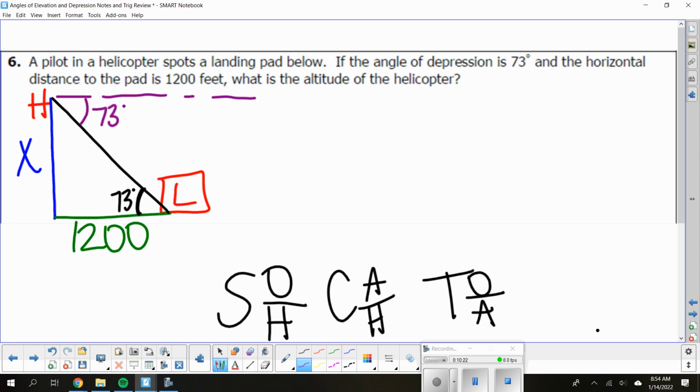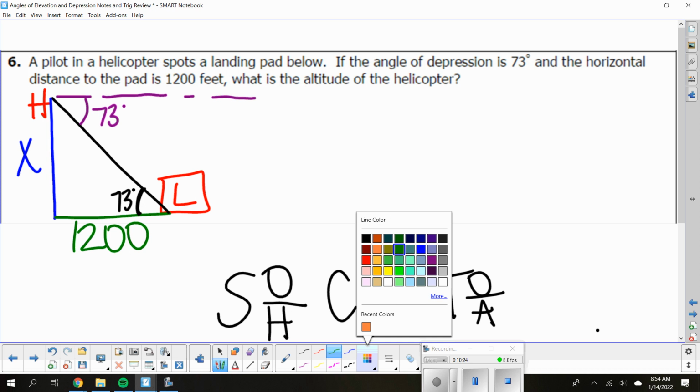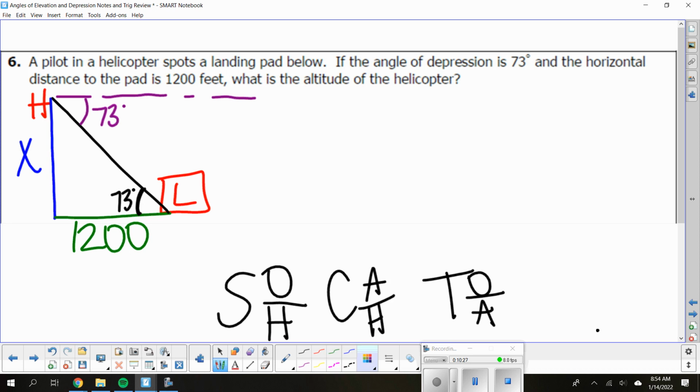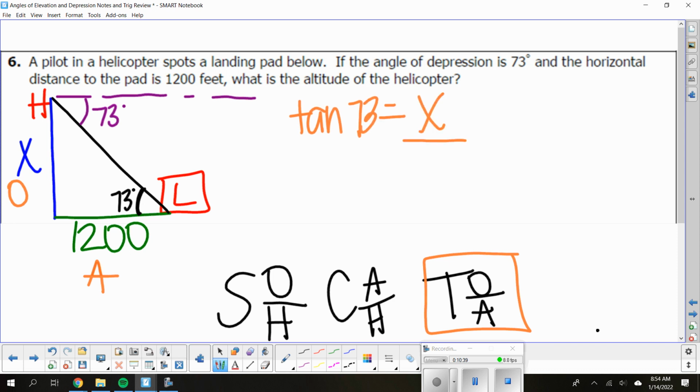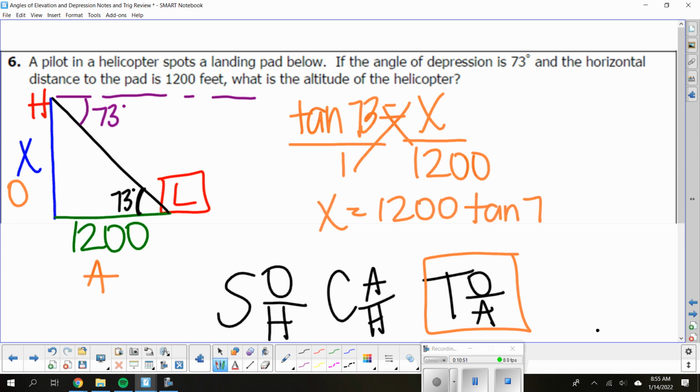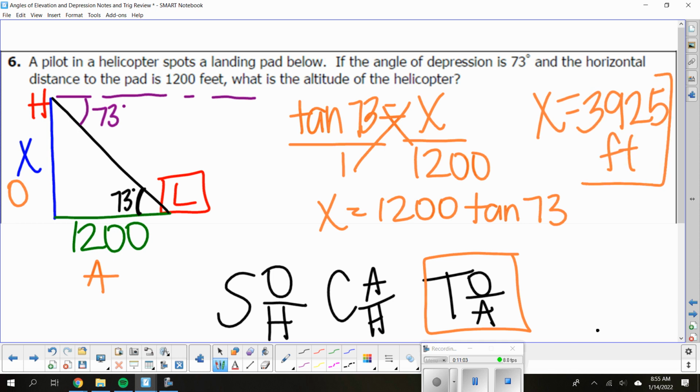So I'm looking at my sides. 73 is who I am, so x is opposite of me, and 1200 is adjacent to me. So again, I'm tangent. I'm going to say tangent of 73 is equal to x, opposite, over adjacent, which is 1200. So this is just a single step. Now, x equals 1200 times tangent of 73. When I type that into my calculator, I get x is about 3,925 feet. So that's how high up my helicopter is.